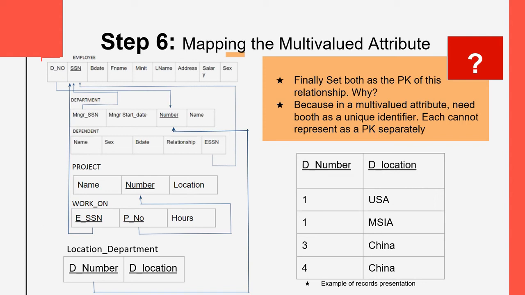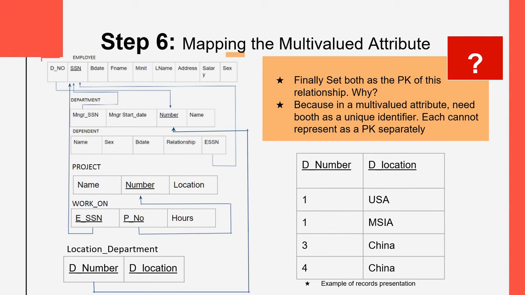For example, department R&D can be at USA. There can also be a department R&D at Malaysia. There can be a QA department at China. There can be a QC department at China.